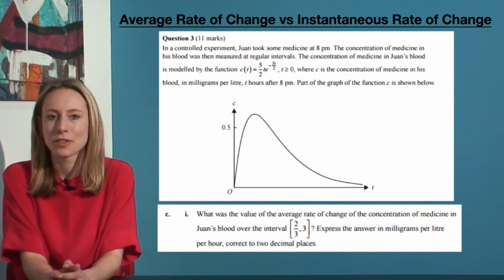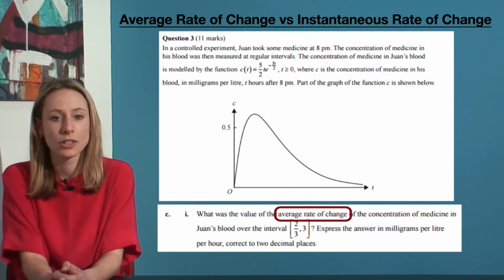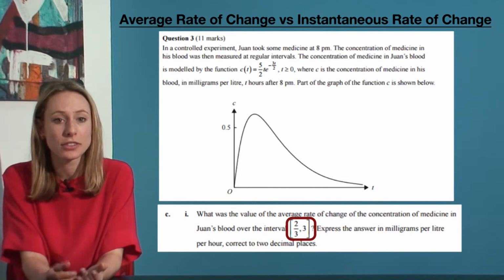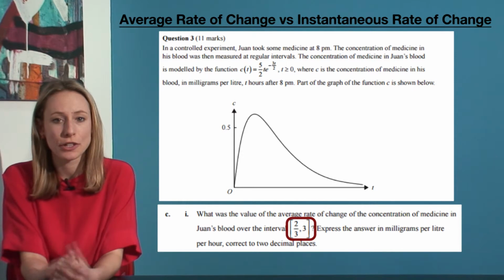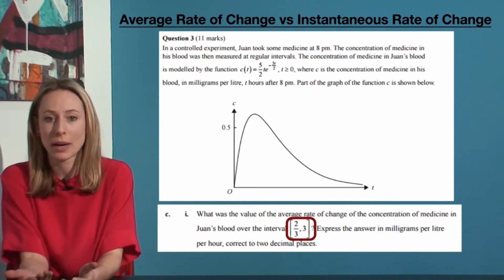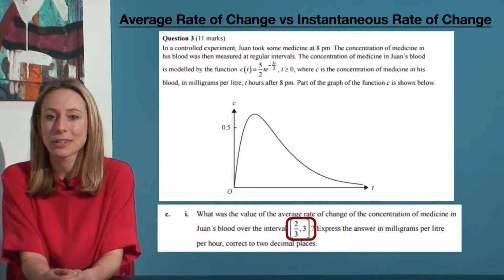Let's look at an example from exam 2 of 2014. For part 1 of this question, we are told to calculate the average rate of change over the interval 2/3 to 3 to 2 decimal places. As we are doing average rate of change, we want to be working over a range, and we have been given that range in the question.